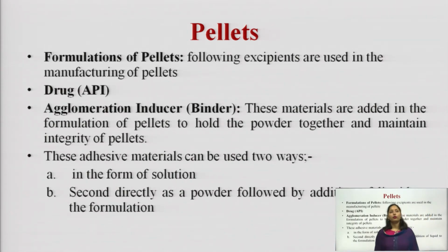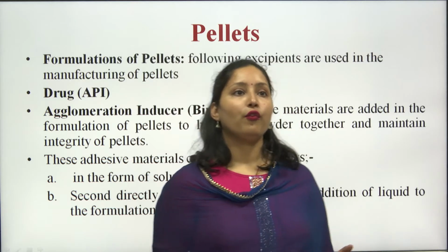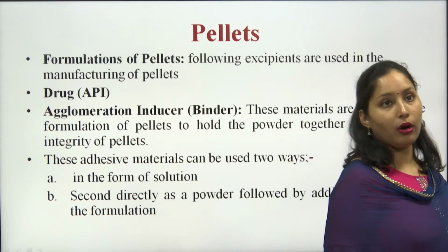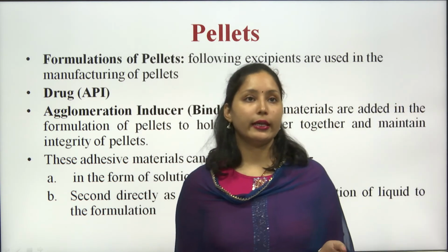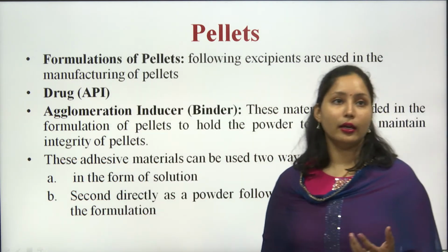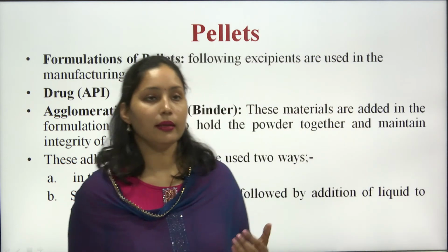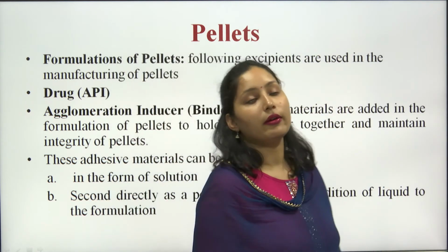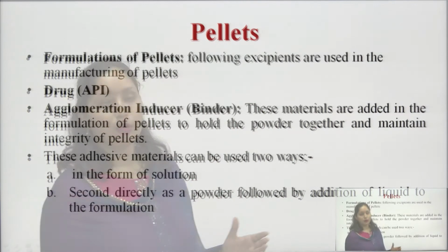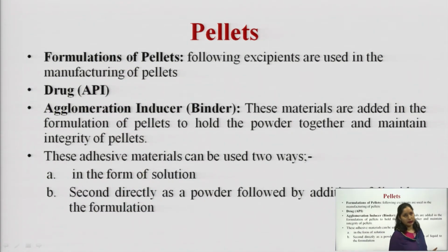Next, formulation of pellet. For the formulation of the pellets, we need to add certain ingredients or excipients. Okay. So, the following excipients are used in the manufacturing of the pellet. First of all, the drug or the API. Okay. So, what is API? It is the active pharmaceutical ingredient which is responsible for showing the desired therapeutic effect on the person against a particular disease condition.